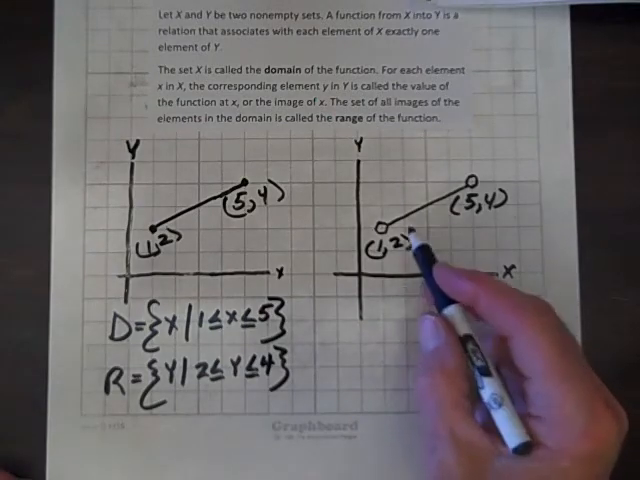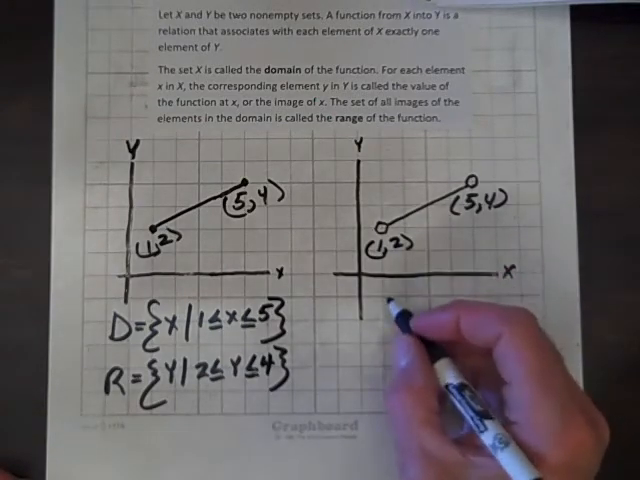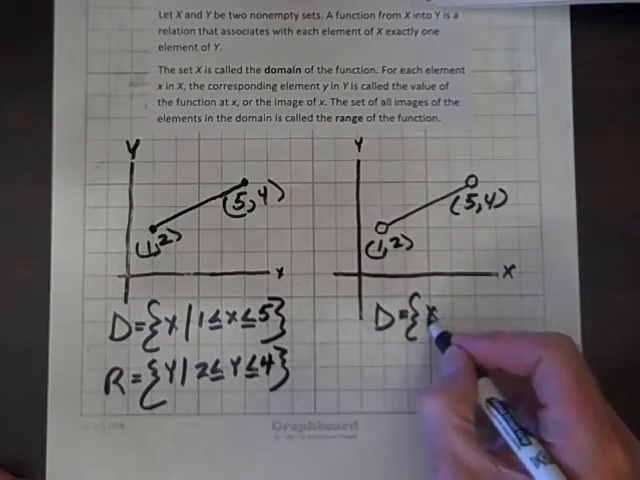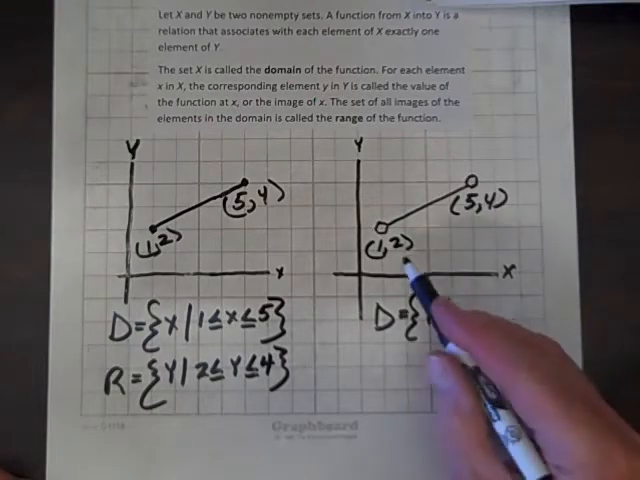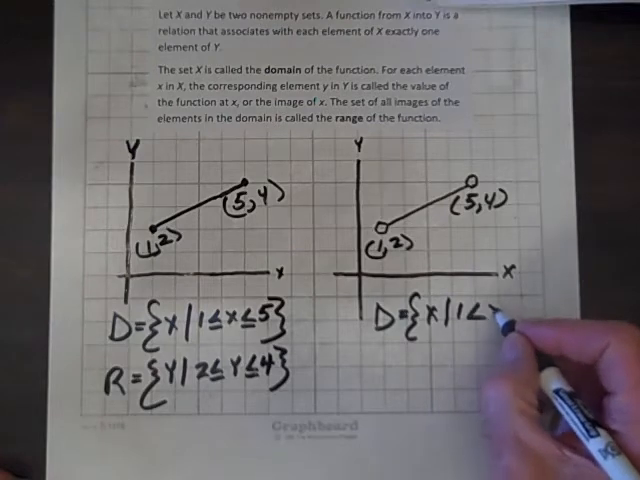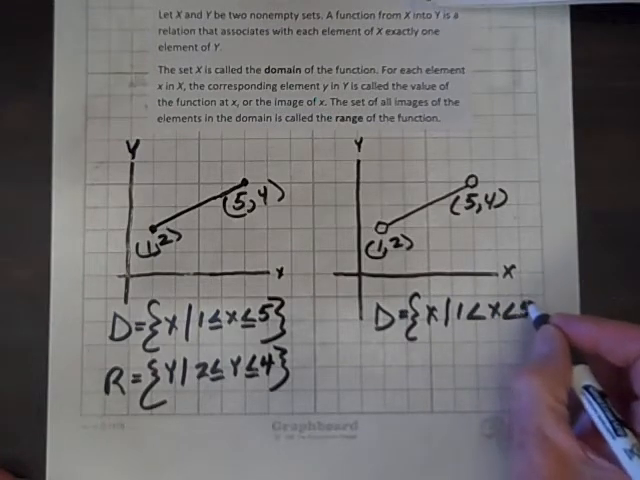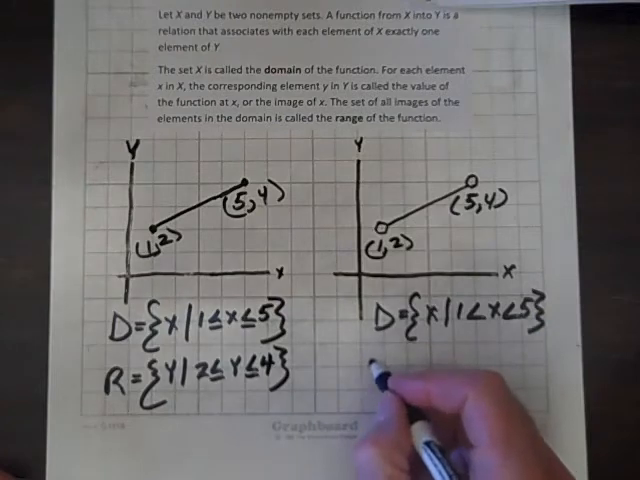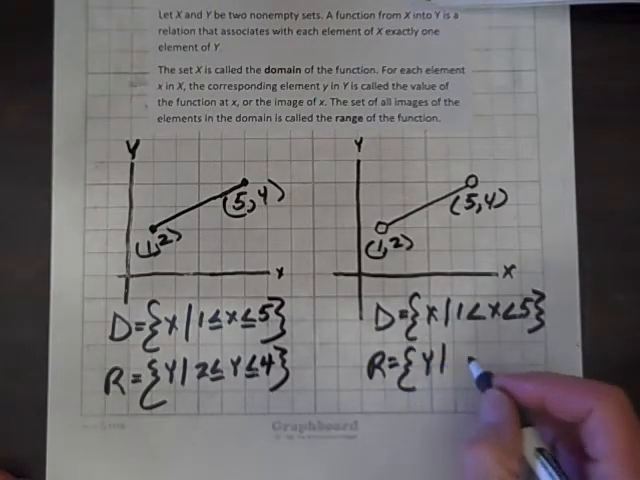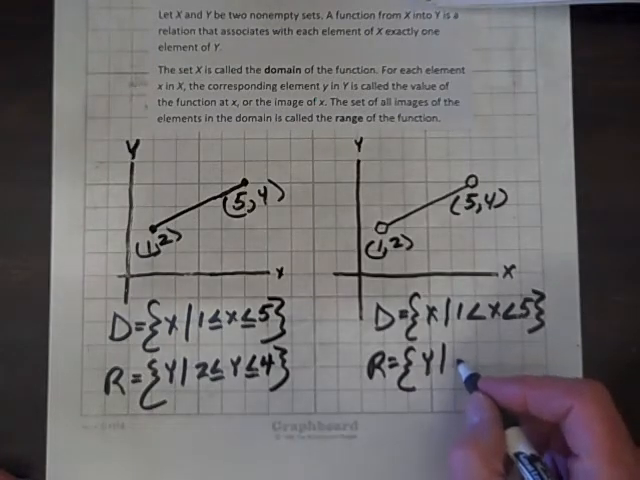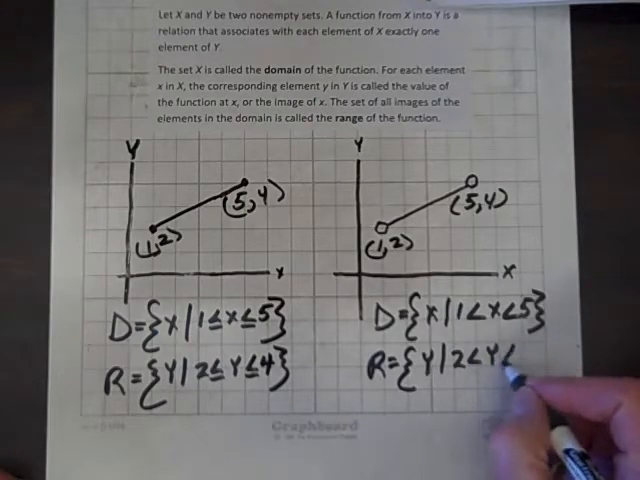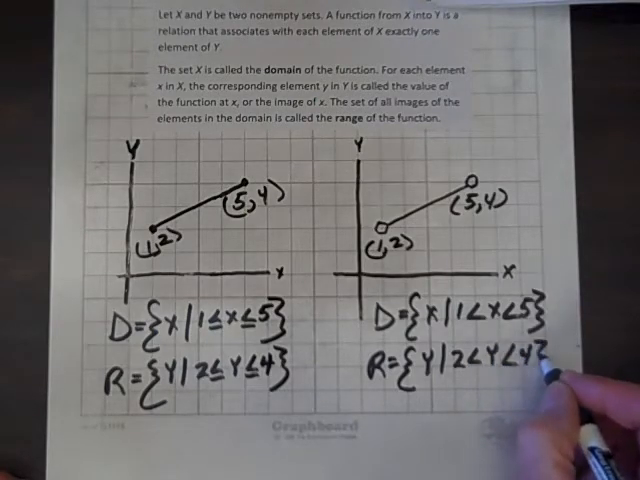Now here we have another function, except the endpoints have been excluded. So now the domain equals the set x such that x is bounded below by 1 but does not include 1, and bounded above by 5 but does not include 5. As to the range, that's the set y such that y is bounded below by 2 but does not include 2, and bounded above by 4.